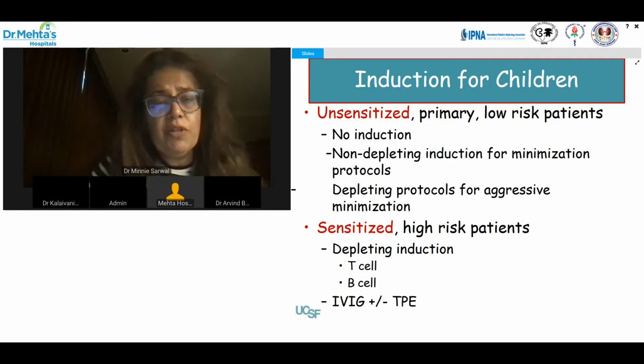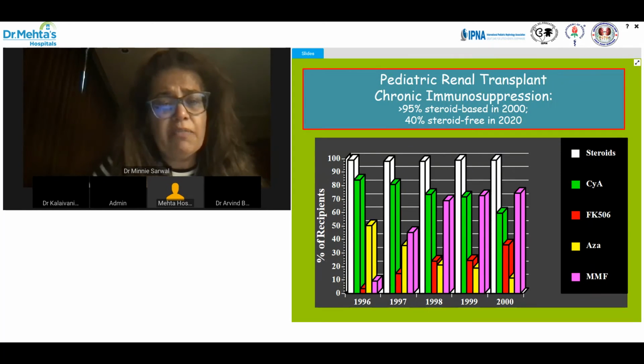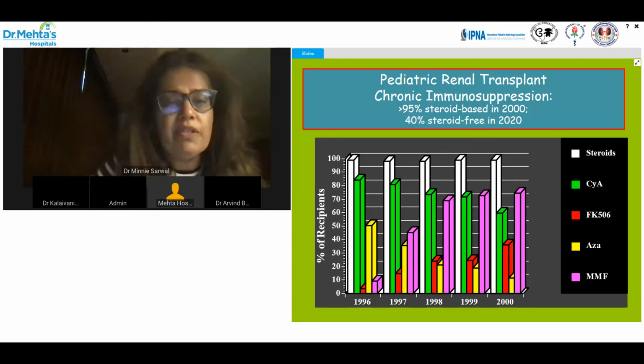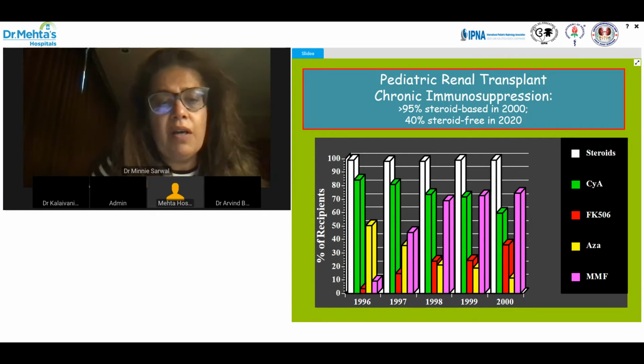So let's move to chronic immunosuppression, after maintenance. In chronic immunosuppression, we will see that almost all of it in the 2000s was steroid-based. This over time has moved to either early steroid removal or complete steroid avoidance. About 40% of patients in about 2020 in the US are facing some kind of either rapid steroid removal or complete steroid avoidance protocol.